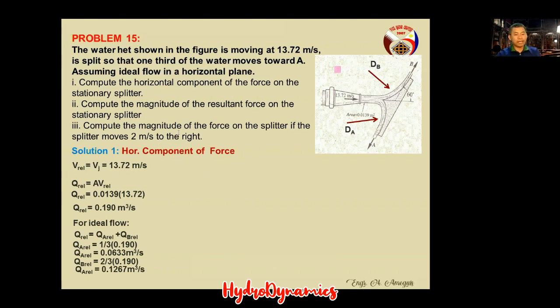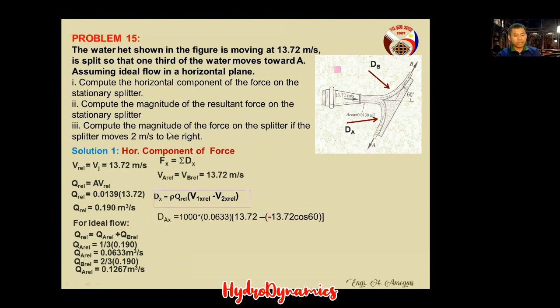So ngayon, subject mo lang Fx is, okay, summation of dx. Okay, A relative, no? Area A, velocity A relative is velocity B relative. That is 13.72. Ideal flow eh. Okay? So, pareho uniform yung speed. Uniform yung speed. Okay. So, dx is rho Q times V1 minus V2x. Ganun na lagi. Anong nakita nyo? Anong naiba sa solution? Ito lang, naiba lang yun. But still, the velocity, parehas 13.72.